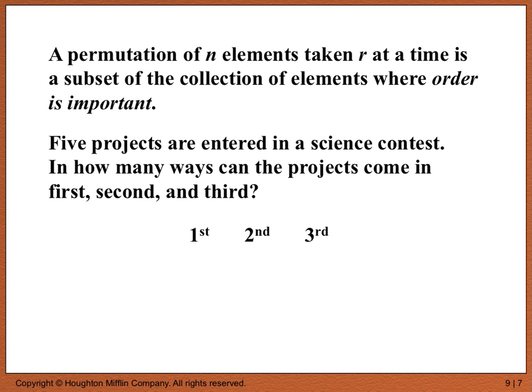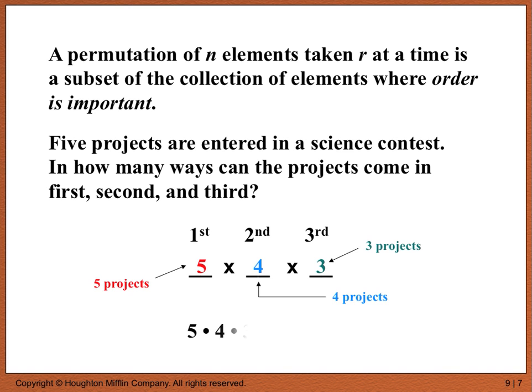Okay, so let's lay it out. First, second, and third, we've got our first place winner, our second place winner, and our third place winner. And I can write my little lines there to indicate events. Well, I've got 5 projects to choose from for the first place winner, 4 projects to choose from for the second place winner, and 3 projects to choose from for the third place winner. 5 times 4 times 3 is 60. So there are 60 different ways that I can assign first, second, and third places to a pool of 5 projects.